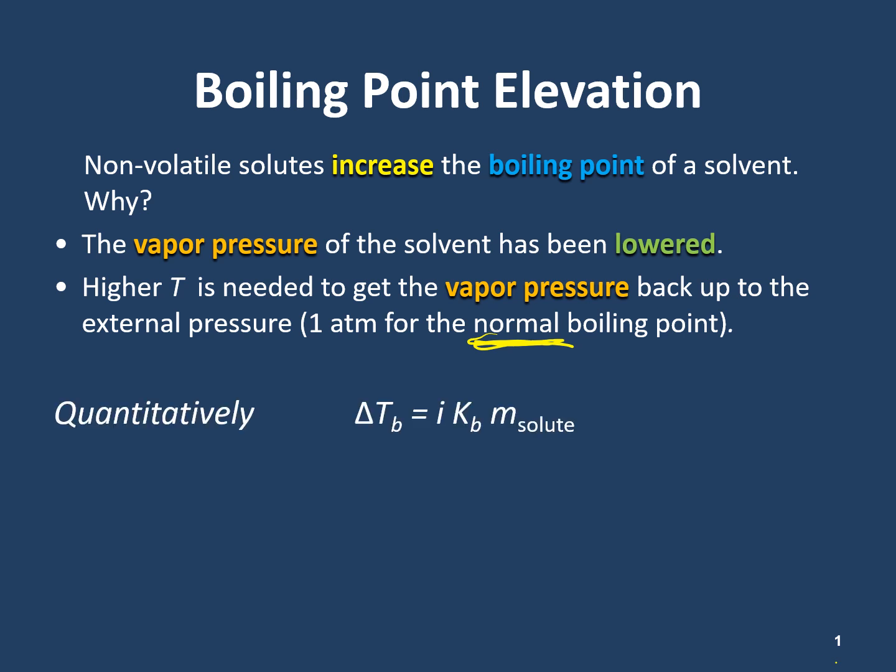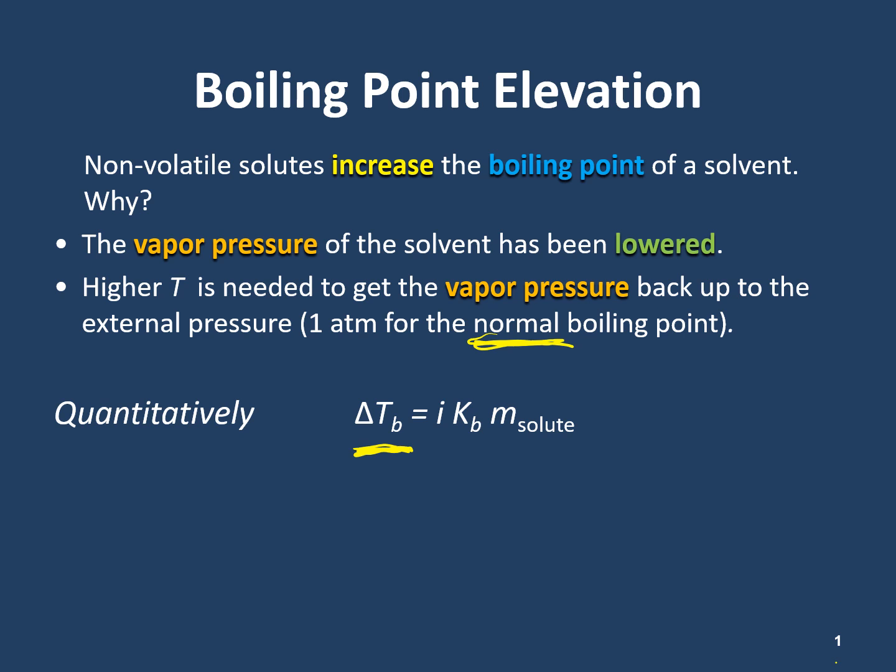Now, quantitatively, if we want to actually calculate what the new boiling point is of a solution, we use this equation, which is our boiling point elevation equation. Now, it relies on three different variables to calculate it. It is important to note, though, that this equation does not calculate the true boiling point. It calculates the change in our boiling point. And we'll talk about in a second how to get the new boiling point from that change. So it relies on three variables.